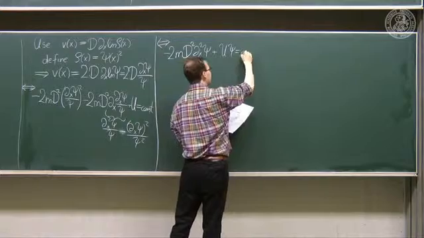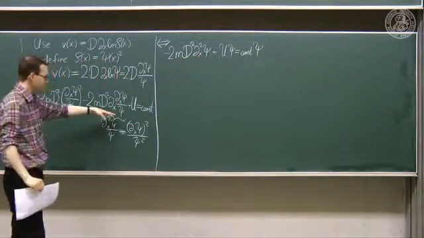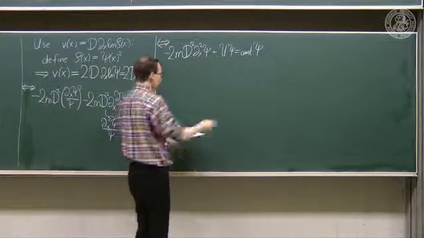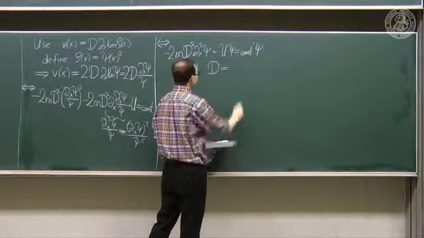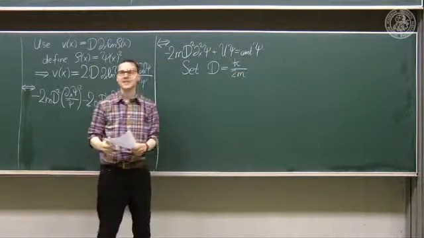So what I did now is also to multiply everything with psi, because psi had been everywhere in the denominator. And I would now propose that D equals h bar over 2m. It has to have some value, right?